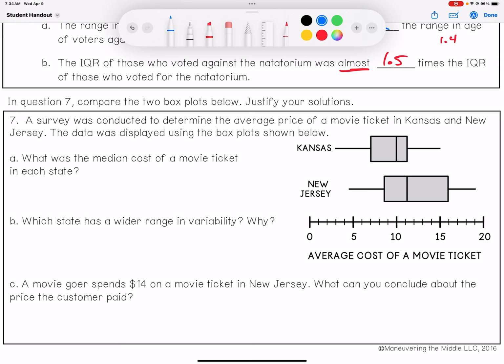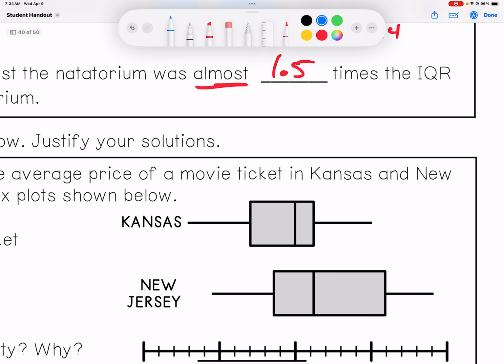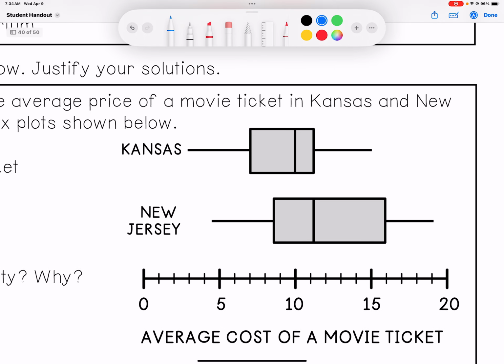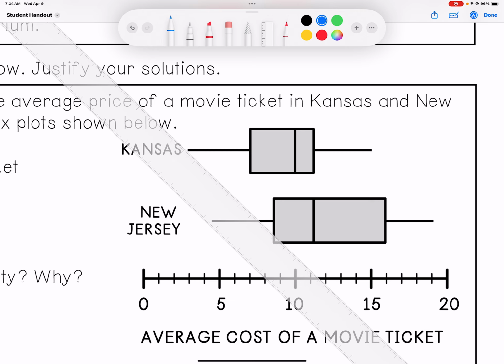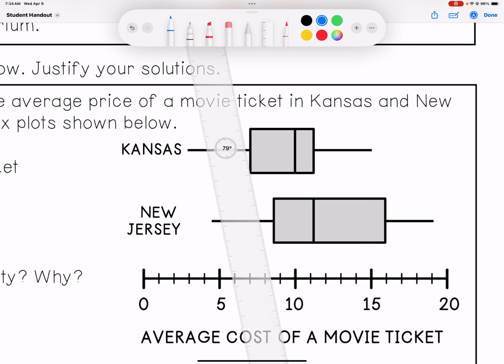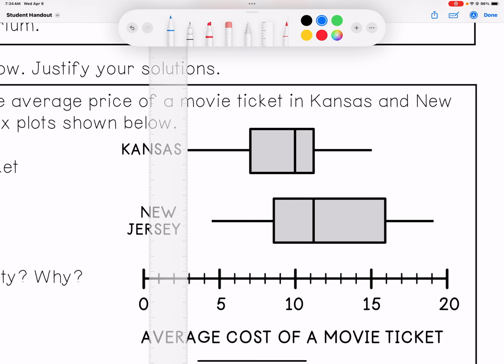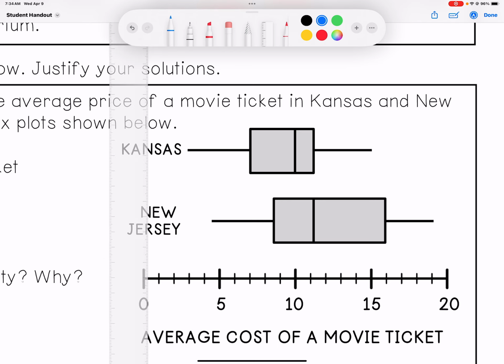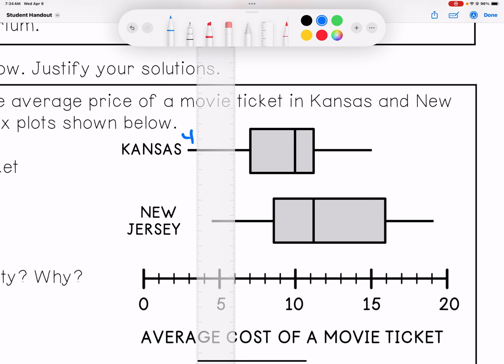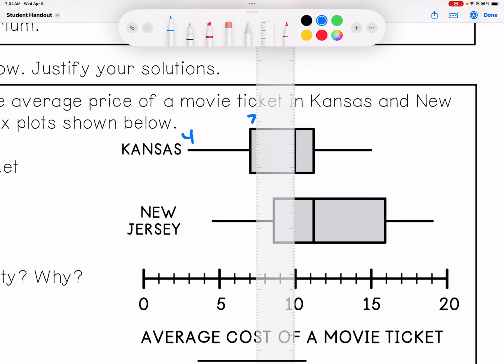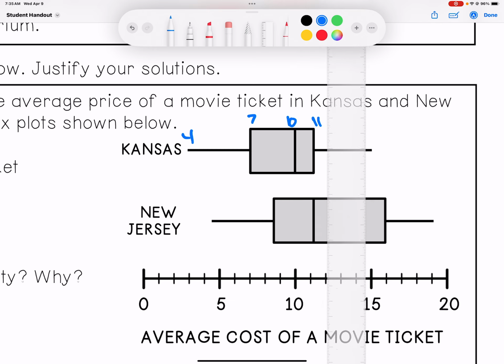All right, so let's go ahead and just figure out the minimum and maximum here. For Kansas, since I have a ruler, I'm going to use it. Kansas, the minimum was 4. Q1 was 7. Median was 10. Q3 was 11, roughly. And maximum was 15.